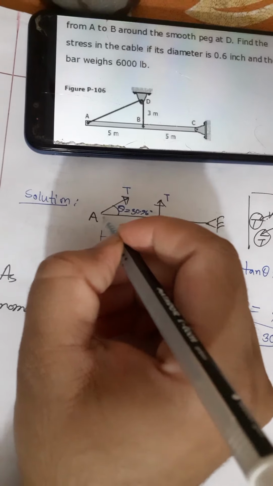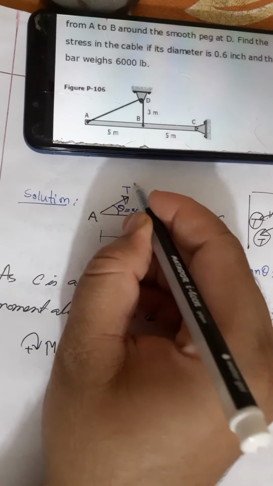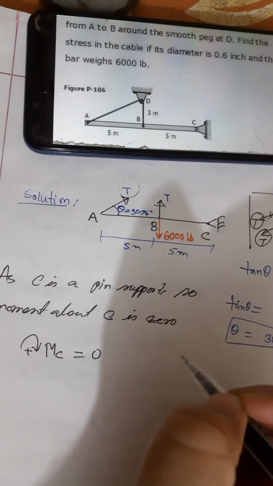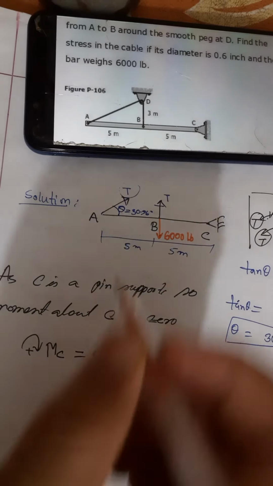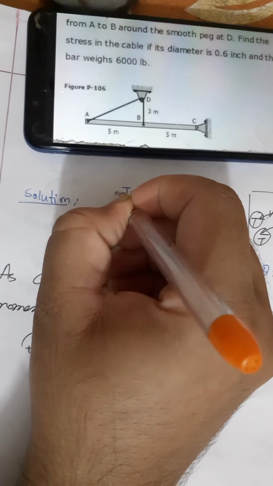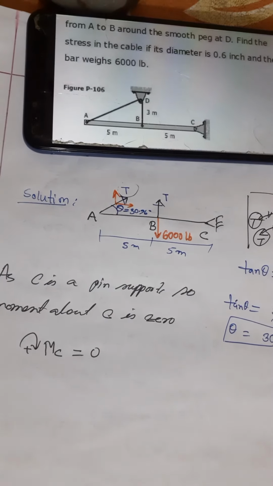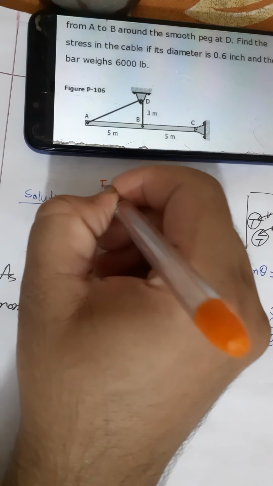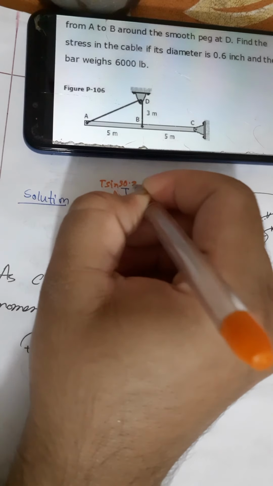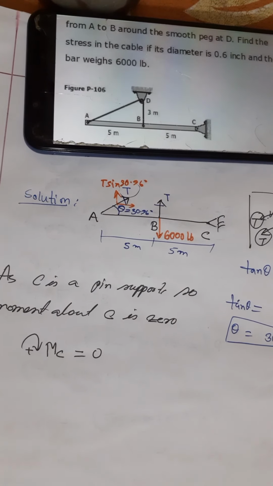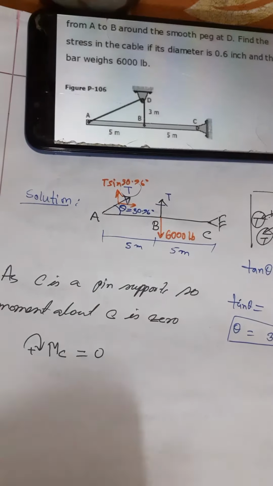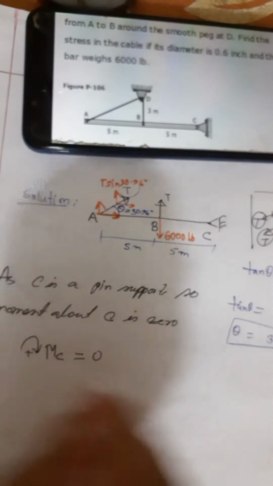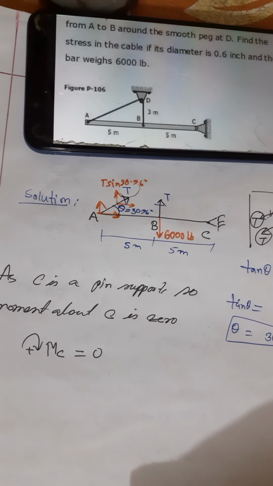So the force at A, that is this force, acts at an angle 30.96 degree with the horizontal, and it has two components. One is the horizontal component and one is the vertical component. The horizontal component is T cos 30.96 and the vertical component is T sin 30.96. One interesting thing here is the horizontal component at A passes through the point C, so there will be no moment created by the horizontal component.